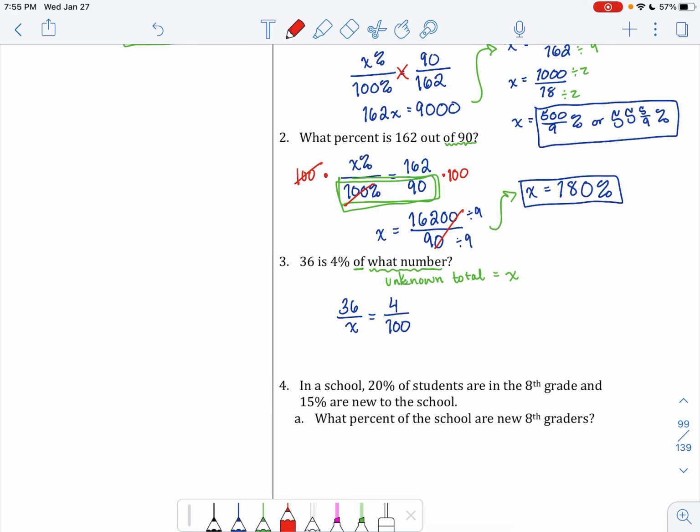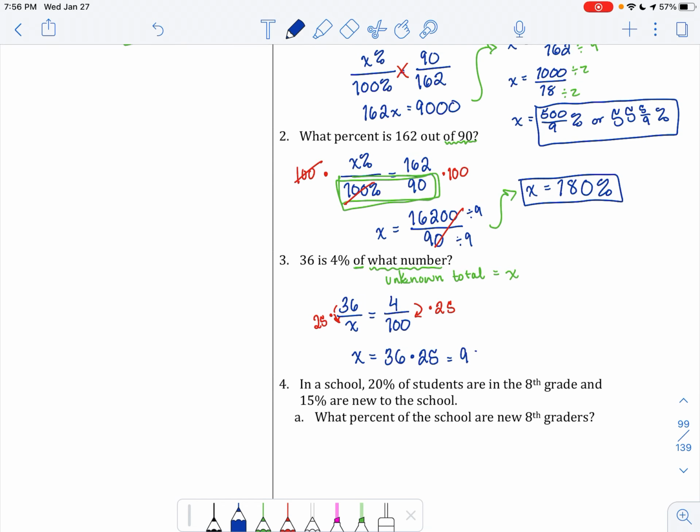Now here's one of those cases that you can cross multiply, but you could also say, oh, well, this is times 25, and this is times 25, if we do the same thing to both sides. So we're going to keep them equal. It works either way. And so here, we can say that x is equal to 36 times 25, which is 900. So 36 is 4% of 900.